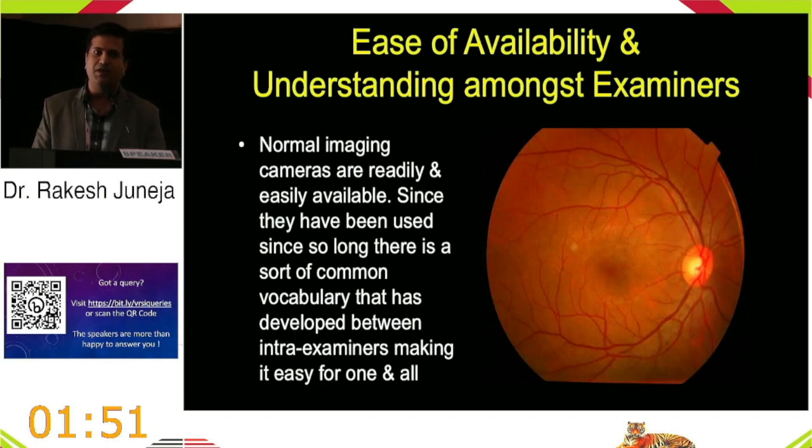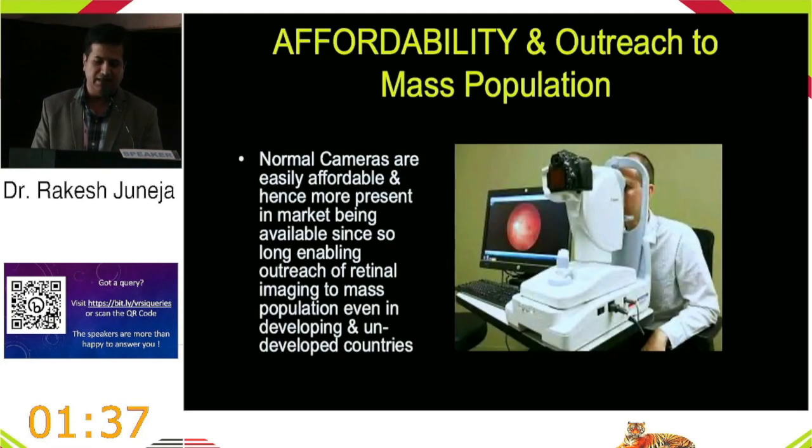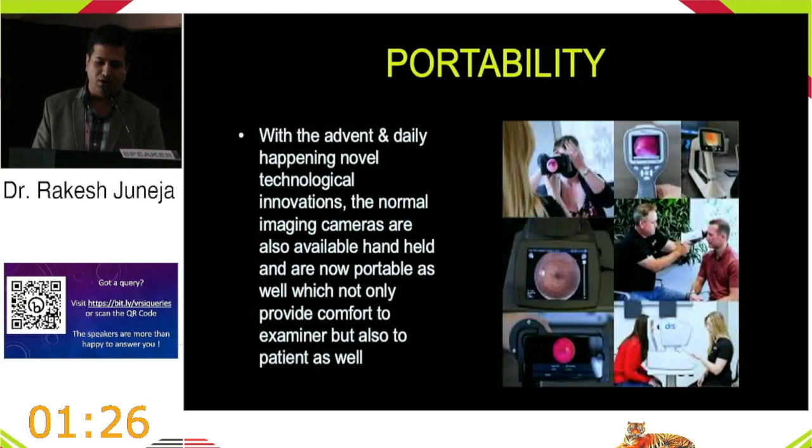There is ease of availability. We all know how to communicate with each other with the help of the normal data that we are getting. We have a common vocabulary that has been well established. Obviously, the cost is very low, which is very, very important, especially in the developing countries, in the peripheral regions like India. We have to go to the far villages. There should be affordability for the normal general anterior segment and the posterior segment surgeons as well. We need to screen the mass population. We need to reach each and every individual as a whole. So it needs to be more portable as well, which cannot be done at the moment with the ultra wide field.